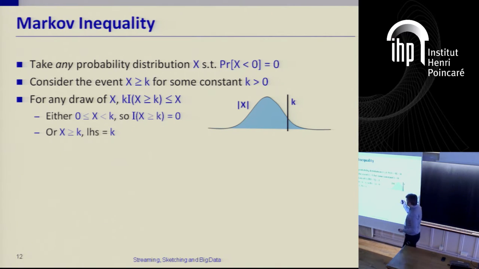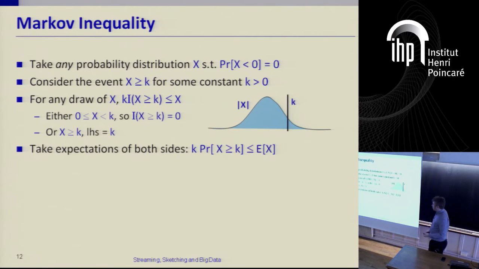So what do I mean? It's just a case split. It says, well, either my sample is in the range 0 to k, so this event is 0, so I get a 0, which is less than or equal to the value I started with, or my sample is greater than or equal to k, so this side becomes k, but this is greater or equal to k. Right. Okay, so this is just a chopping, a rounding of this random variable.